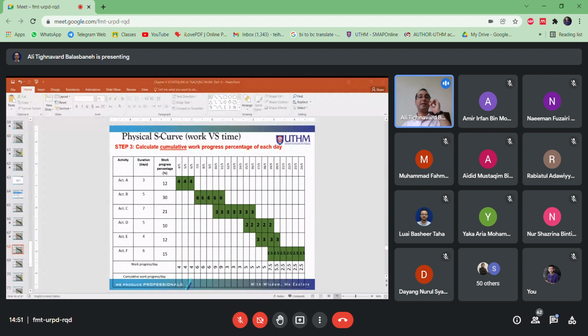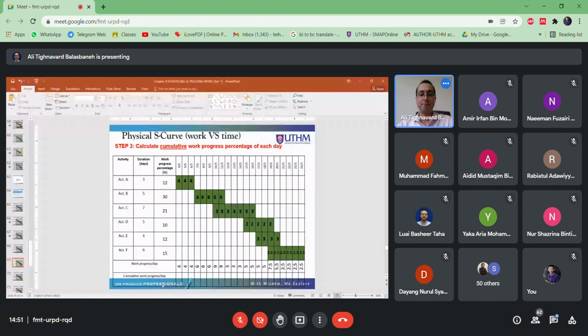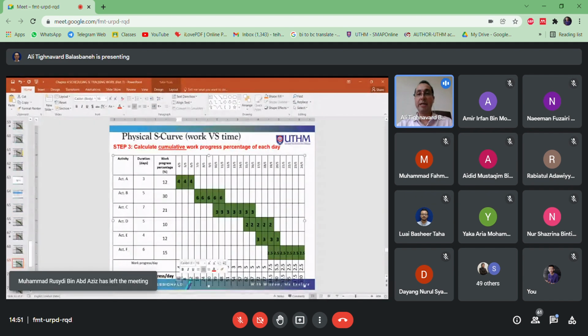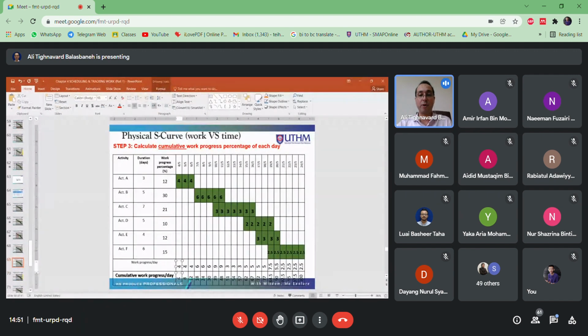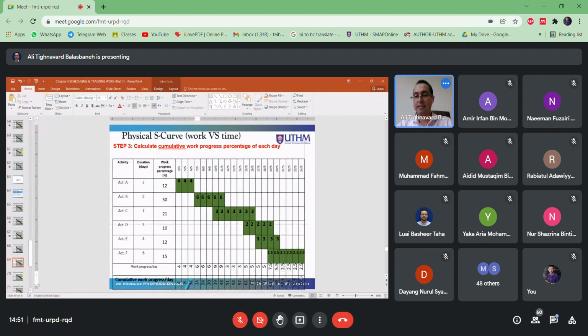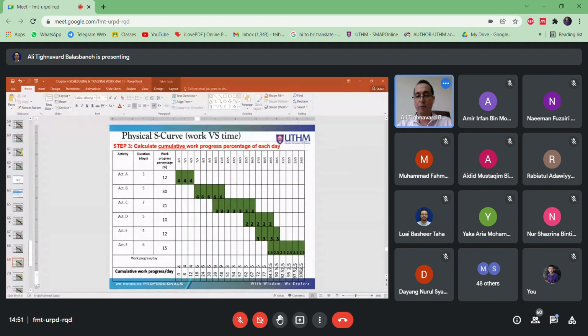Next step, calculate the cumulative work progress percentage of each day. If you remember how we calculate the cumulative, the first day is the same because there is no previous work before the first day. So it should be the same as the work progress, 4. Then 4 plus 4, 8. 8 plus 4, 12. 12 plus 6, you get 18. And you continue until the last one, which is 100.